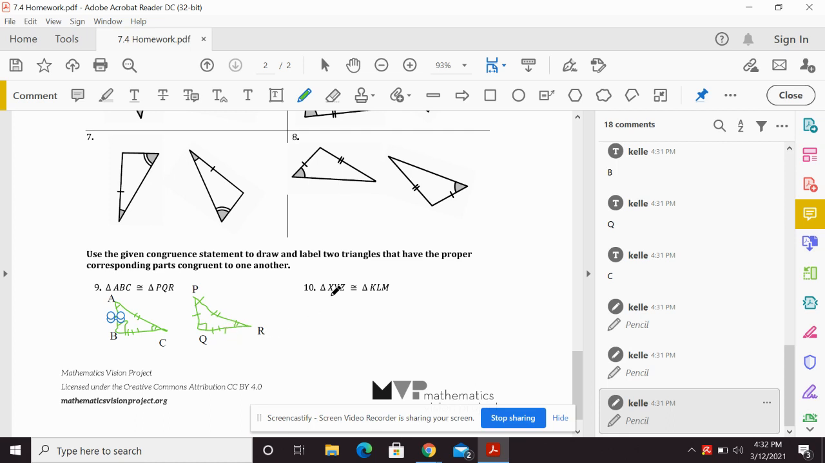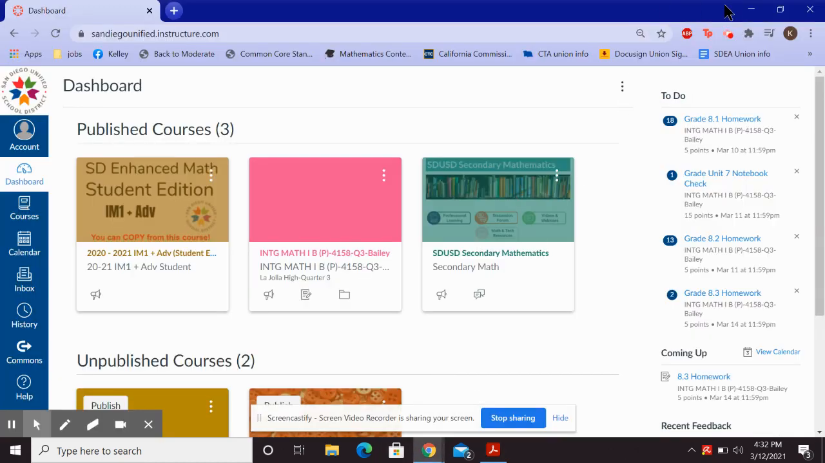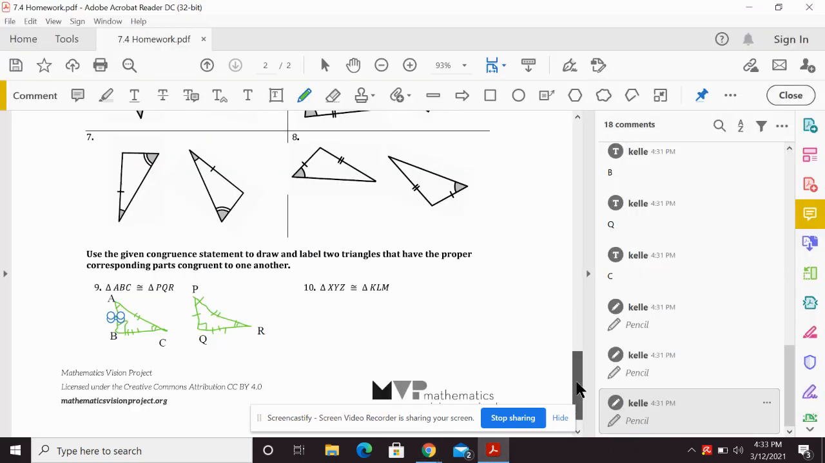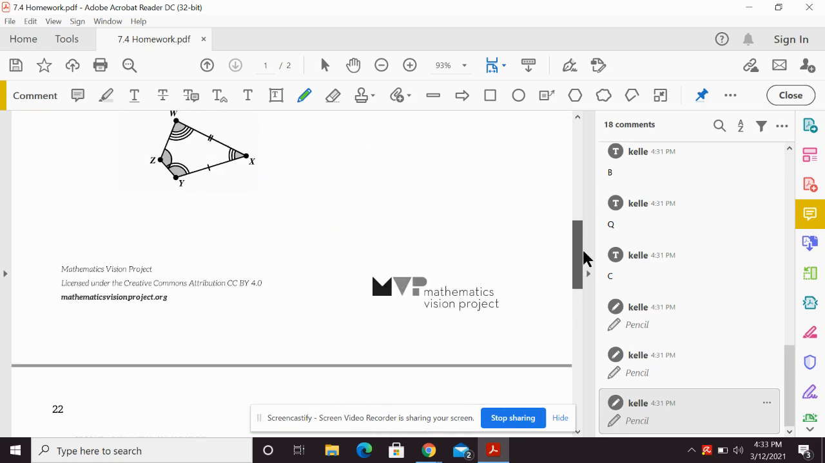And then you're going to draw another set of triangles and label the congruencies on there. Okay? That's all you're doing for 7.4 homework.